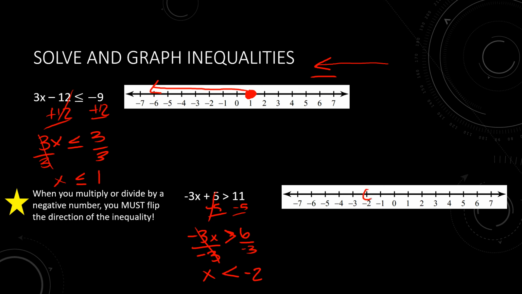So I'm still going to graph it the same way, put an open dot on negative 2 and move it all the way backwards, but you have to remember to flip it. Okay, because x is less than negative 2 is not the same as x is greater than negative 2.